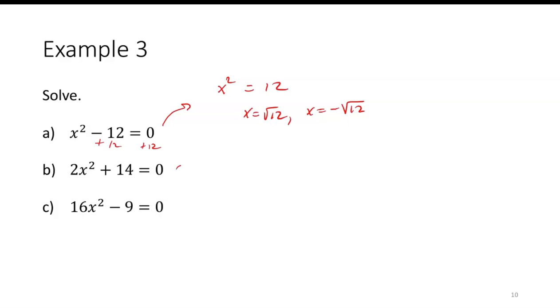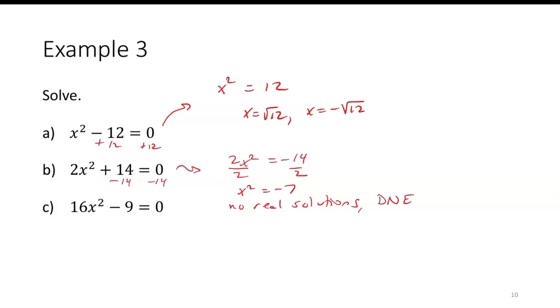For part B, subtract 14 from both sides. So I'll have 2x squared equal to negative 14. Divide by 2, and I'll have x squared equal to negative 7. That's negative, so that means there are no real solutions. And if you want to enter this in our WOM app, you can type in DNE.